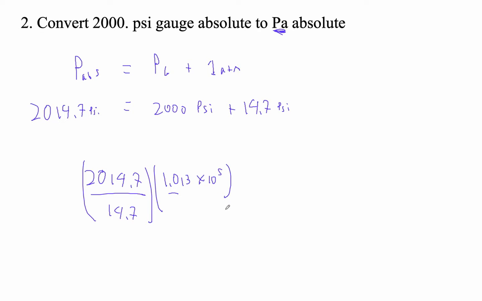So 2014.7 divided by 14.7 times 1.013 times 10 to the 5th. And this is like a big number: 1388361.93. Honestly, why do we pay all this money for these calculators if they can't put a comma in there? So that is 1.39 times 10 to the 6th, and that's pascals.